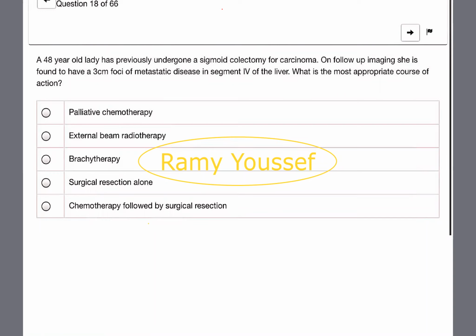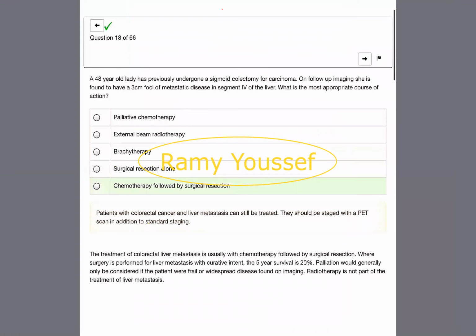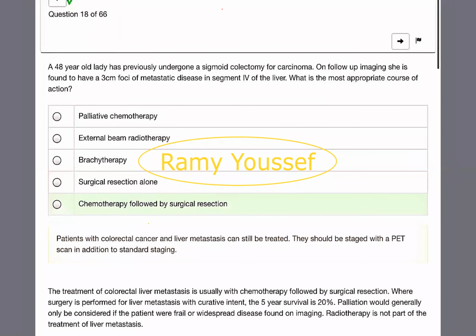Yes, Dr. Yazid. A 48-year-old lady has previously undergone sigmoid colectomy for carcinoma. On follow-up imaging, she is found to have 3 cm foci of metastatic disease in segment 4 of the liver. What is the most appropriate course of action? We mentioned that before: chemotherapy followed by surgical resection. Exactly. Metastatic small foci in the liver, 1, 2, 3, you can go for chemotherapy followed by surgical resection.